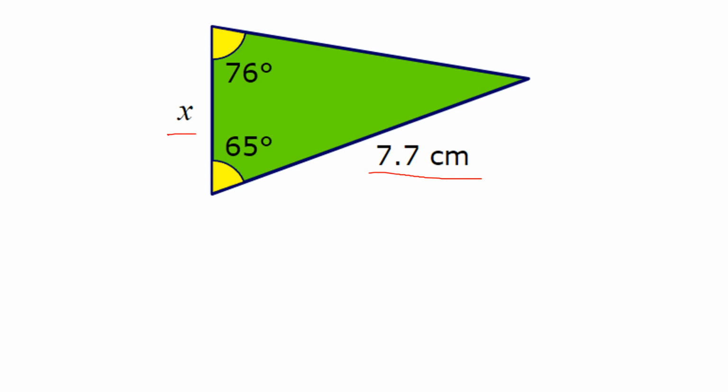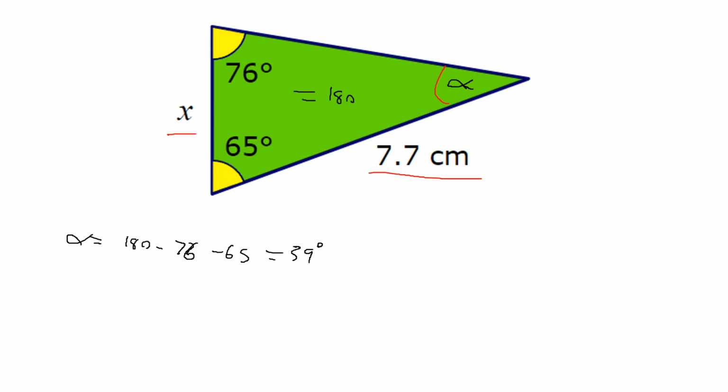But for this example, we don't know what the third angle is. Well, we can find that out because what do a triangle's angles add up to? A triangle's angles add up to 180. So if I call this alpha, we know that alpha is equal to 180 minus 76 minus 65, which is equal to 39 degrees.